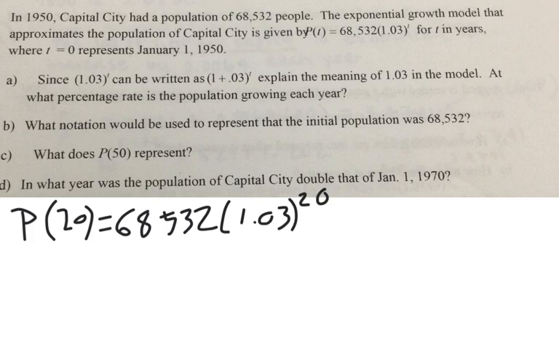While I could plug in and find the number, I don't really want to do that. I just know the left side of my equation represents whatever the population was in 1970. Now if I need to figure out what year was the population double this, if I'm going to double this number, that means I'm going to multiply P of 20 times 2.